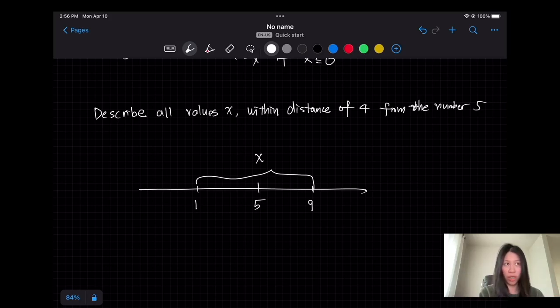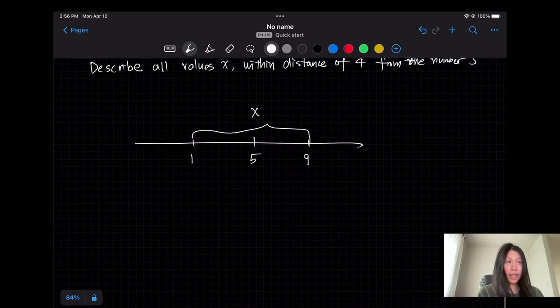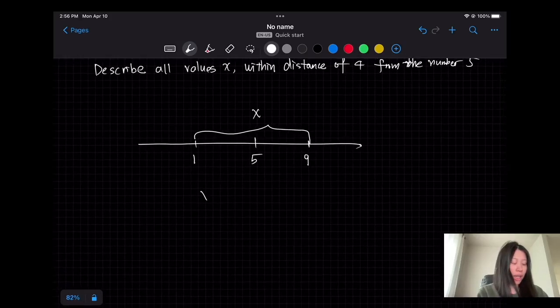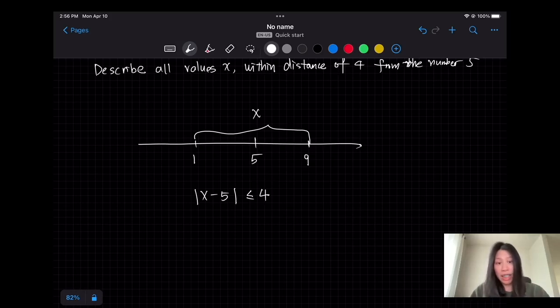So in an absolute value function, this can be written as the absolute value of x minus 5 should be less than or equal to 4. That means within this distance, 4.